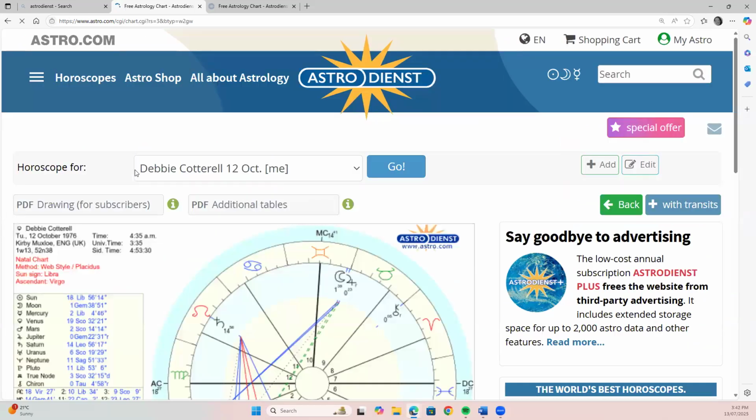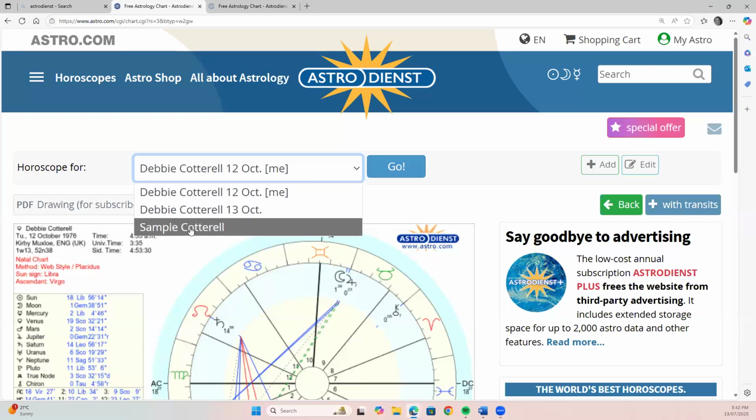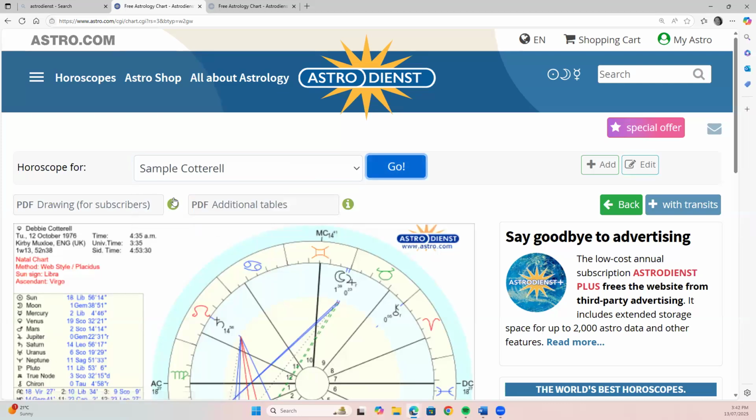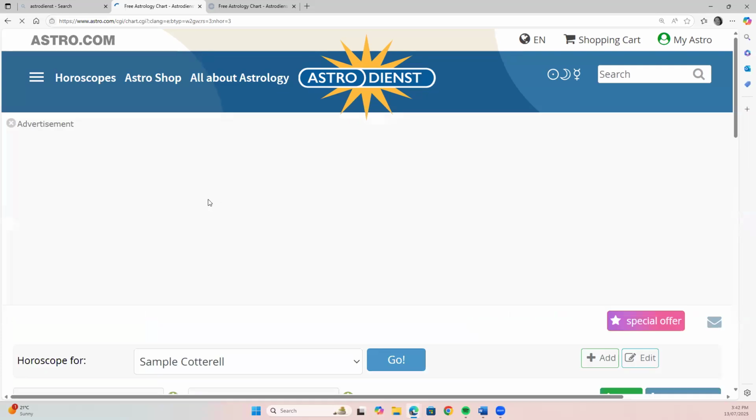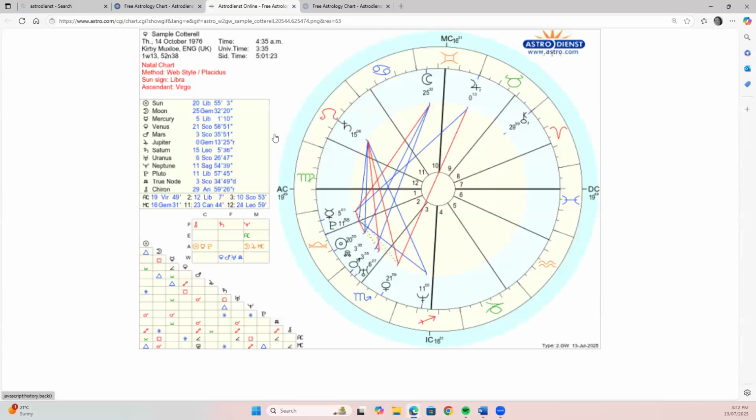Once you click on this, it's going to ask you for your birth details. And once you put those in, and it gives you your chart, you're just going to click on it, and then it will expand open into another page, so it's much bigger for you. And now from here, we can start to analyze this in more detail.